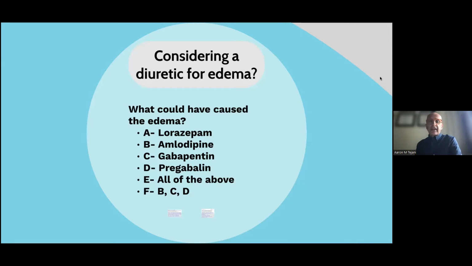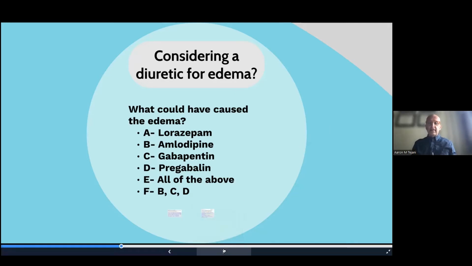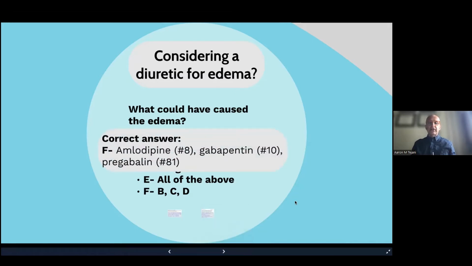So people are saying F, which is B, C, and D. And let's see what the correct answer is. And the correct answer is F, B, C, and D.